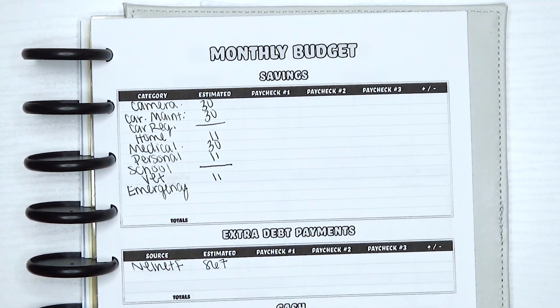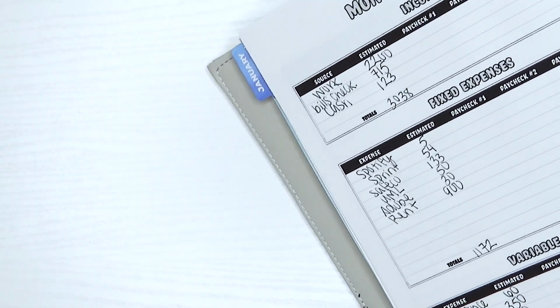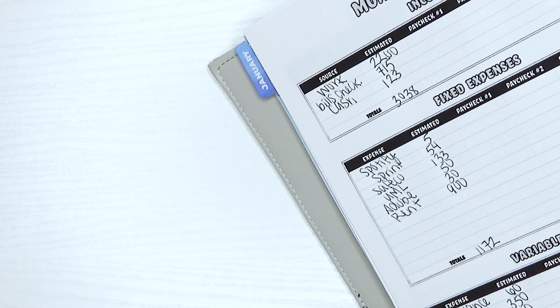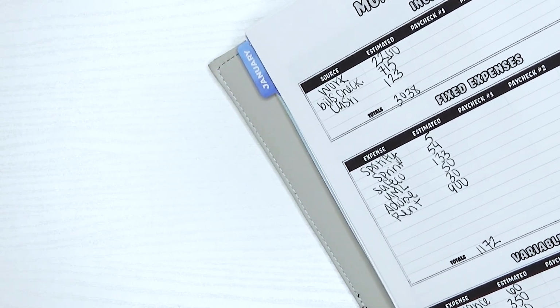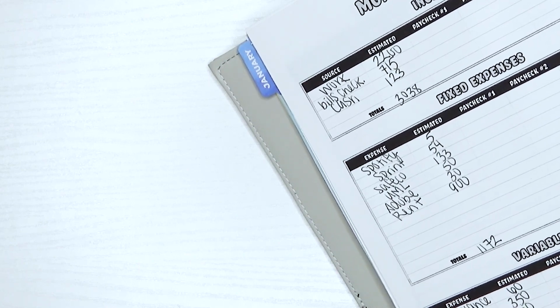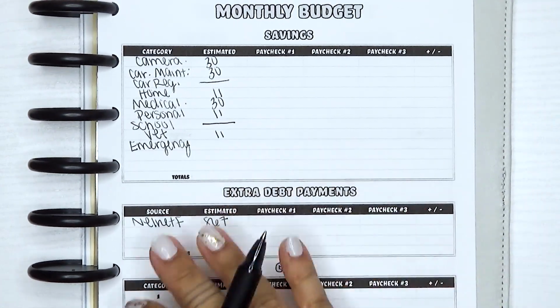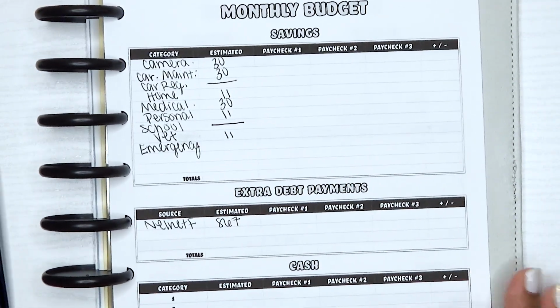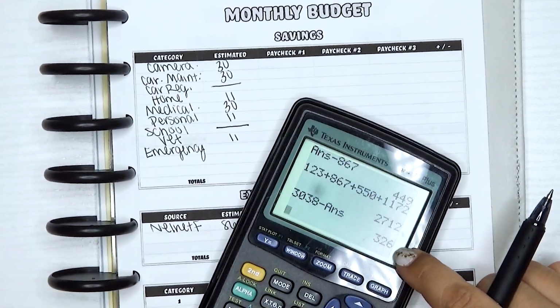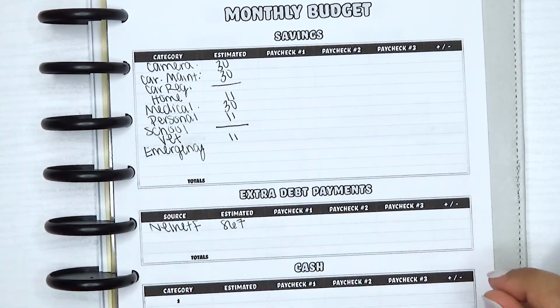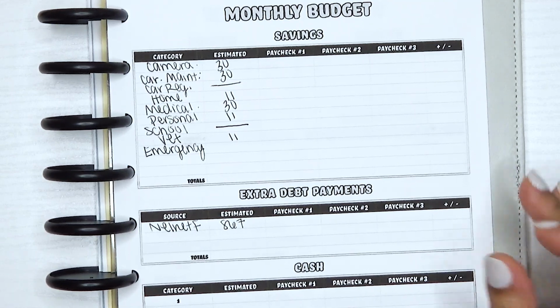So I know that that's 123, right? 123 plus 867 plus 550 plus 1172, and then 3038 minus the sum of those leaves 326. So after all of these are addressed, everything I really wanted addressed is addressed, I still have $326 to play with. That is pretty much like the extra half a paycheck that I'm absorbing.